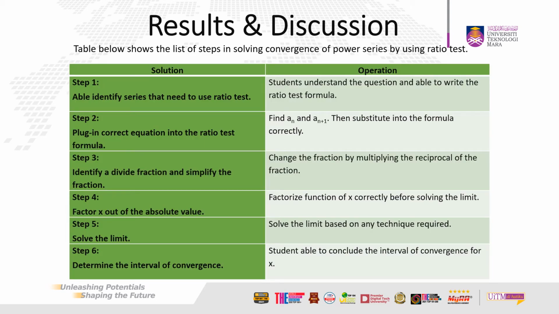This table shows 6 steps in solving convergence of power series using the ratio test. First, the student understands the question and is able to write the ratio test formula. Second, find a_n and a_(n+1), then substitute into the formula correctly. Next, change the fraction by multiplying by the reciprocal of the fraction. Next, factorize the function of x correctly before solving the limit. Next, solve the limit based on any technique required. And last, the student is able to conclude the interval of convergence for x.